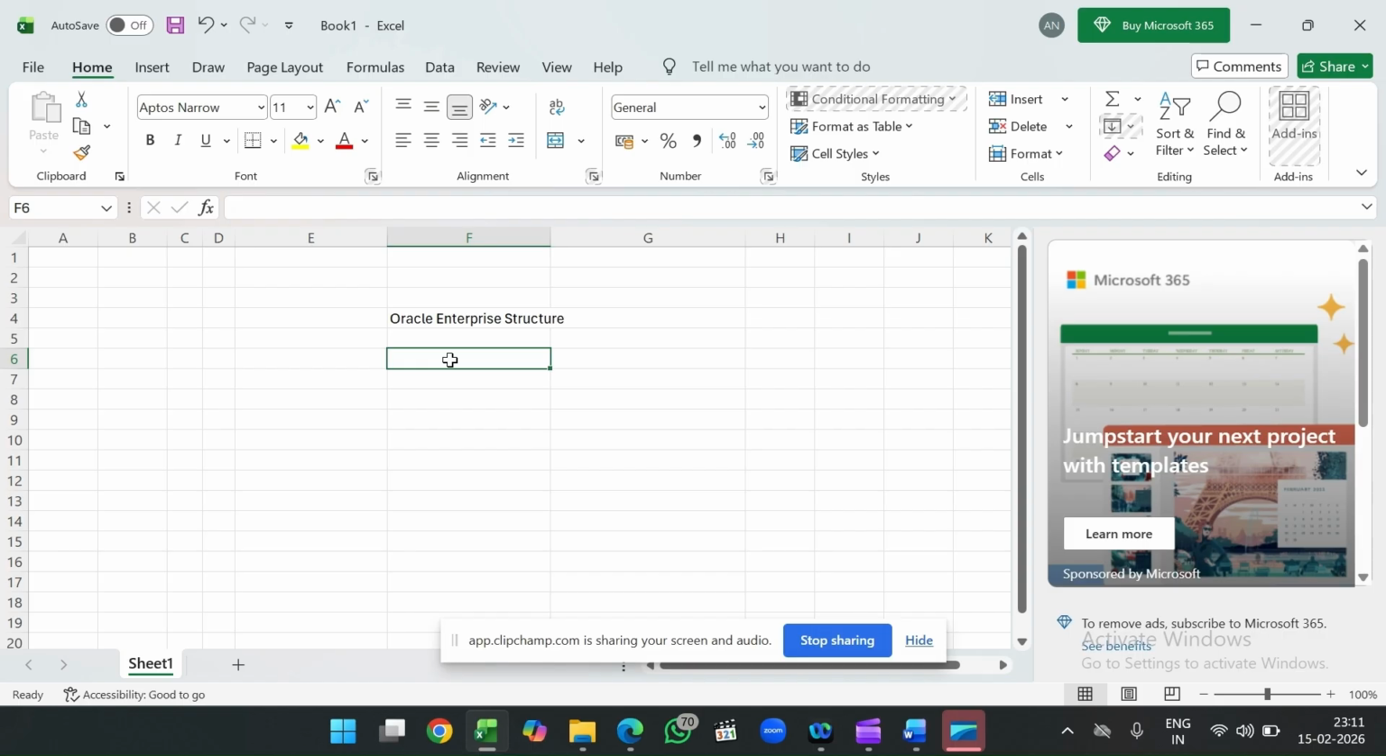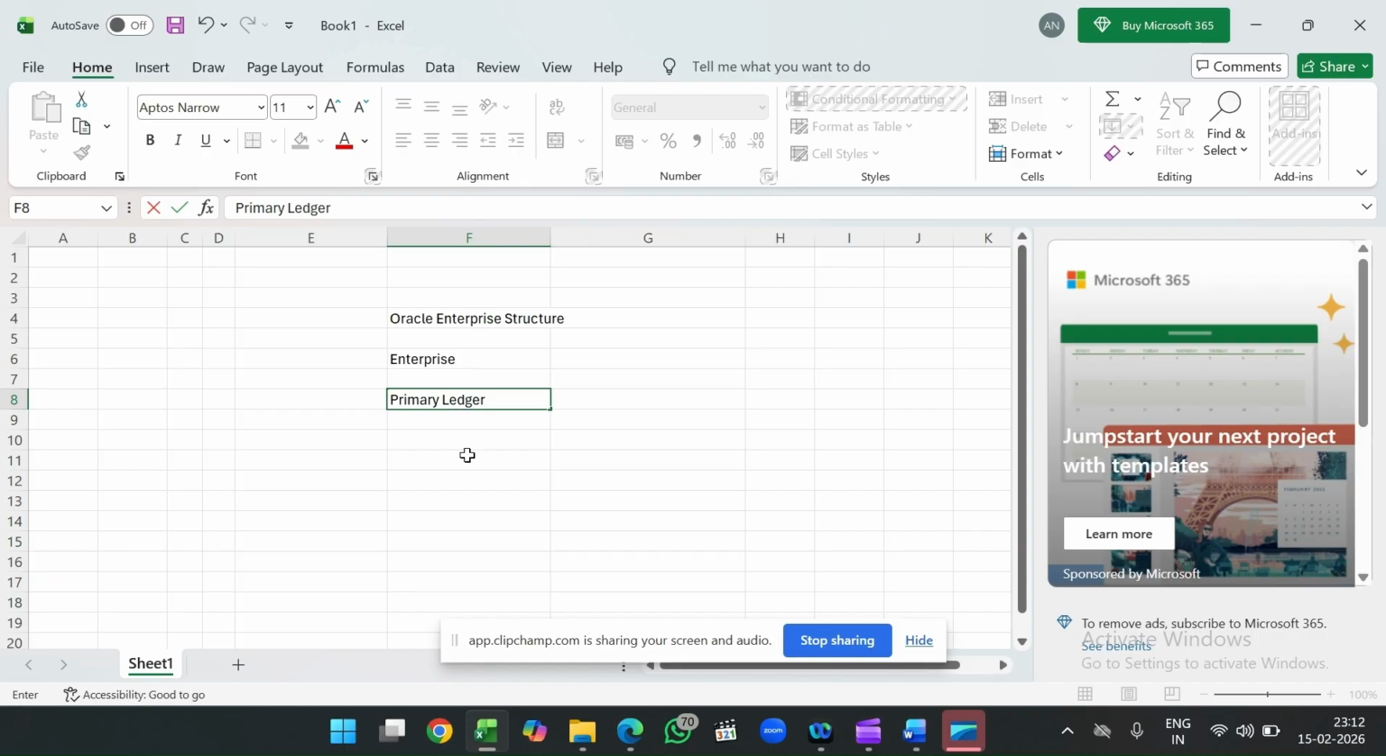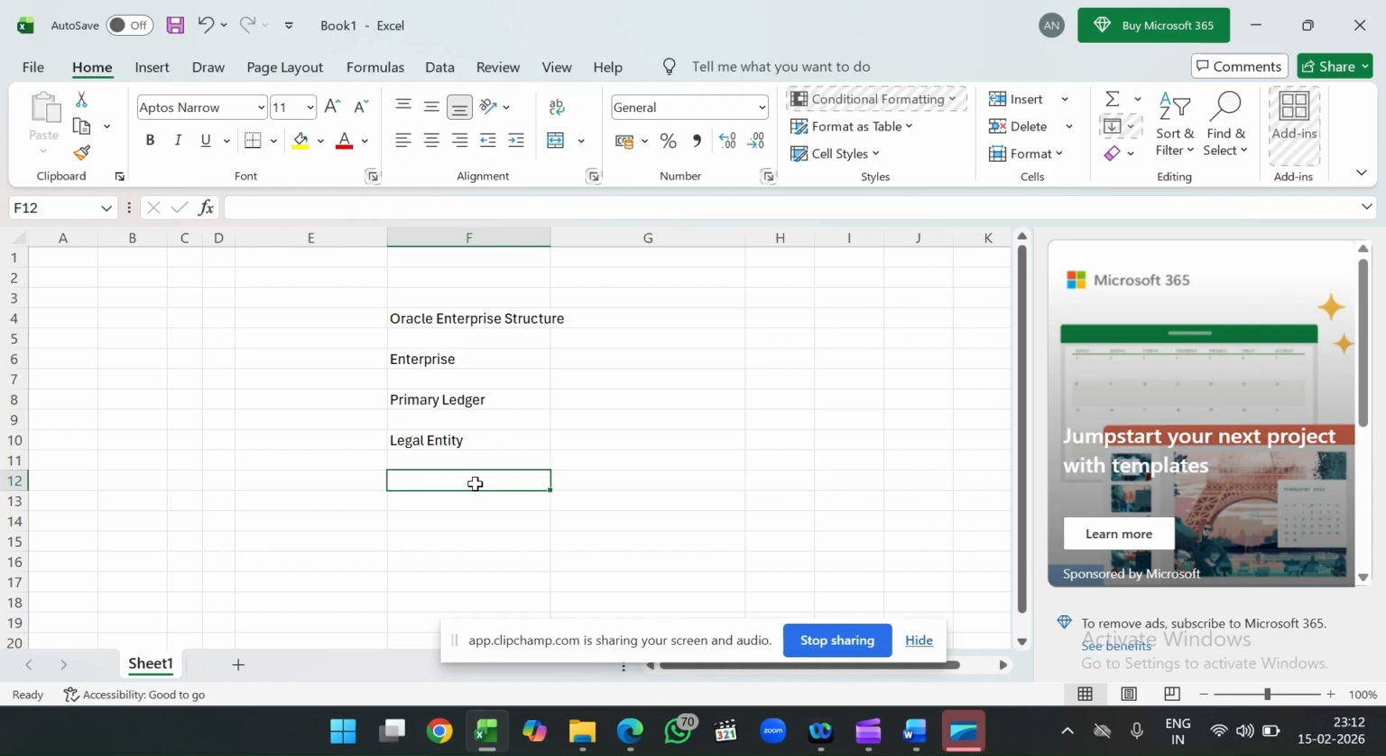So first we need to create the enterprise. Second thing we need to create the primary ledger. Then we have to create the legal entity. Then we need to create the business unit. At last we have the inventory organization.